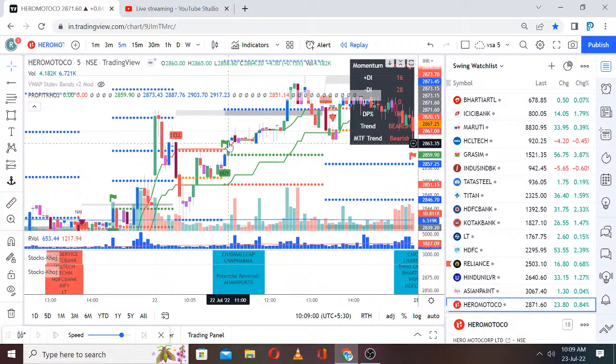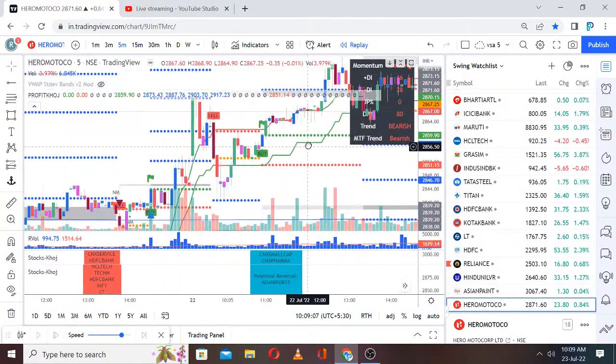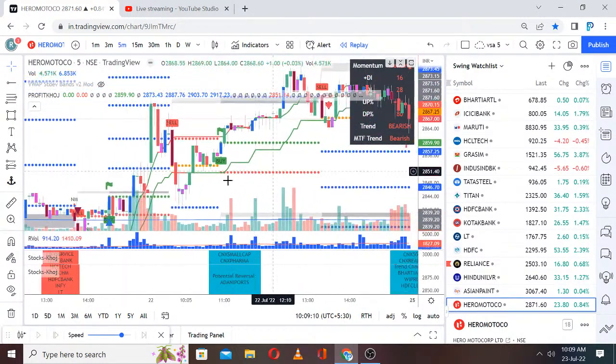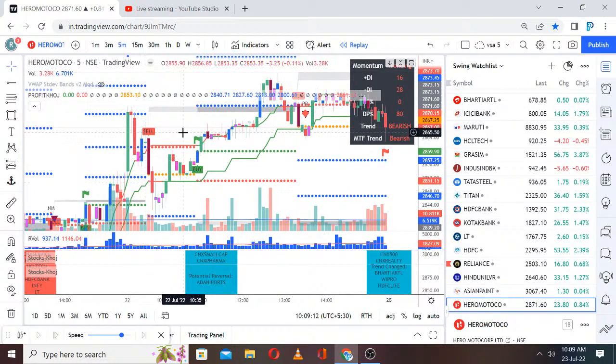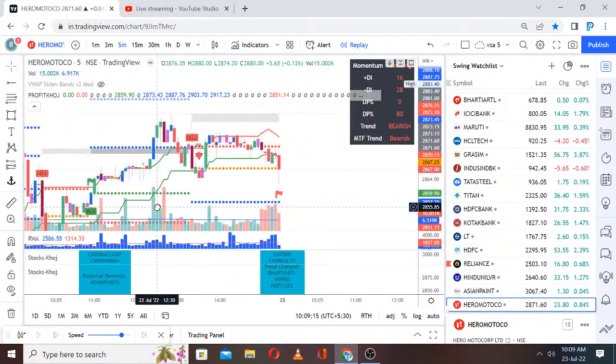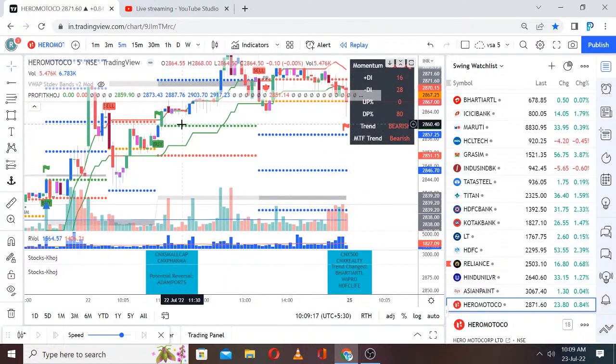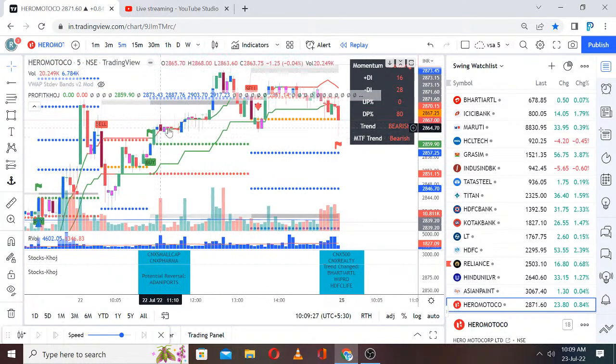You can see Hero Moto buy signal, minor retracement, then entry here. You can take a black pattern entry here. Ideally, retracement should be like this. This is also fine. Time retracement, sideways, is much better. Here's the W.